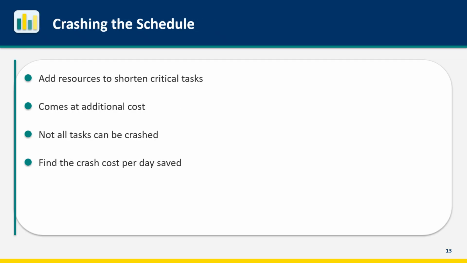When you need to shorten the project, you crash the schedule. Crashing means adding resources to critical activities to reduce their duration. More developers, more testers, overtime, parallel work streams.